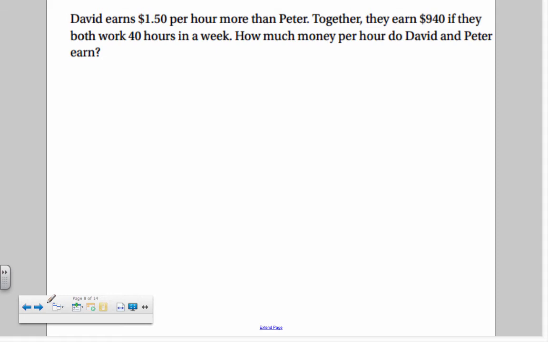So the first thing that I do whenever I do a word problem is I try to define my variables. In this case, we're going to have two variables. We're writing a system of linear equations. We definitely need to have two variables. And I always try to look at my last sentence to help me out with that. How much money per hour do David and Peter earn? So we're going to have two things. How much money does David earn and how much money does Peter earn? And it's important to be specific about that because let's say I use the variables D and P.